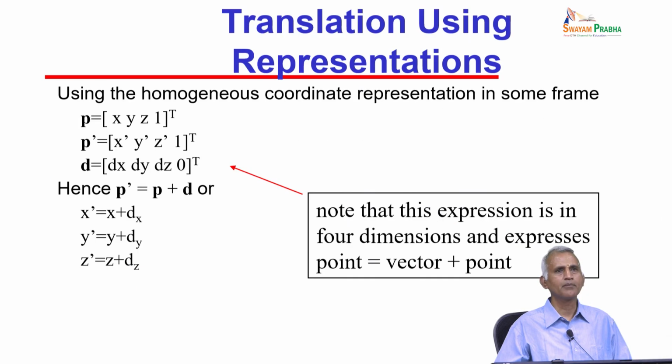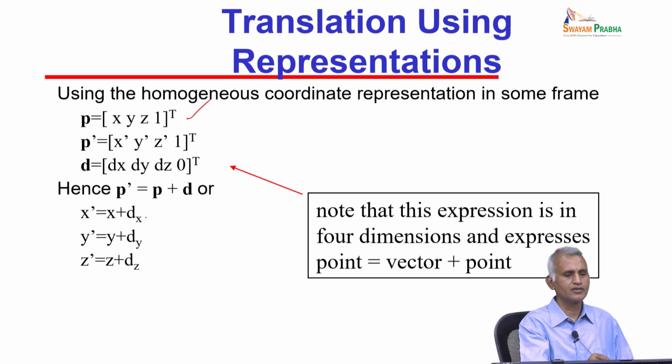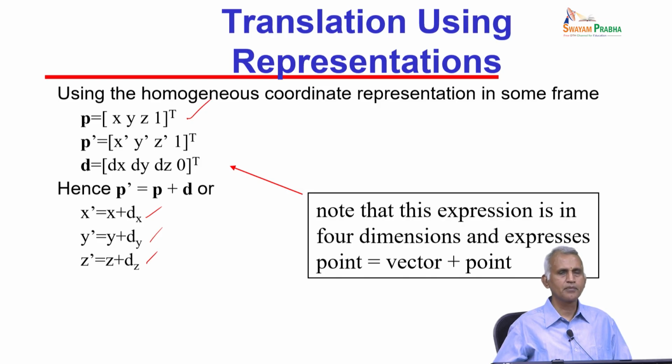Now, translation using homogeneous coordinate representation in some frame. Let P be a point in 3 dimensions, extended to 4 dimensions. Therefore P is x y z 1, and P dash is x dash y dash z dash 1, and the operator with respect to all the axes is dx dy dz, and the 4th dimension, with no operator, is therefore 0. Hence P dash equals P plus d, or x dash equals x plus dx, y dash equals y plus dy, and z dash equals z plus dz. So, this is how we write the expression in 4 dimensions, and point plus vector equals point.